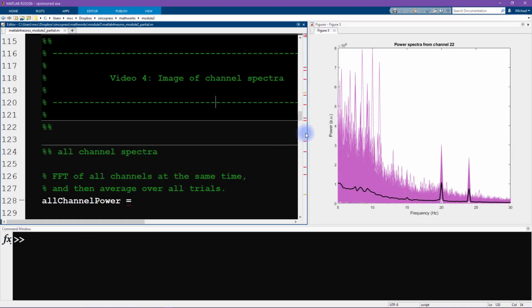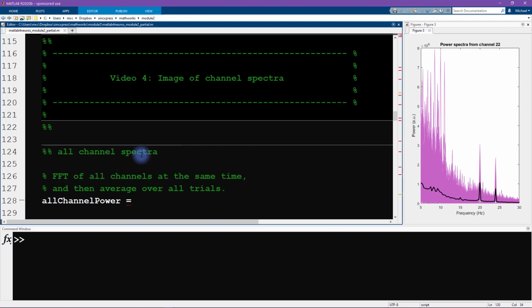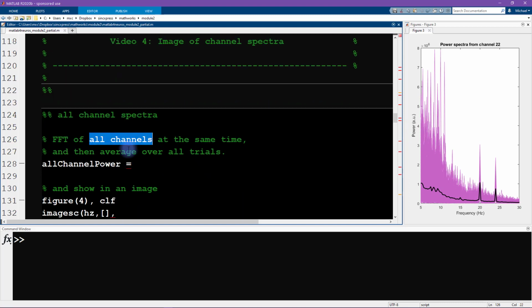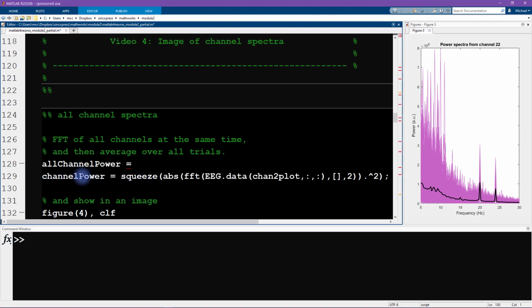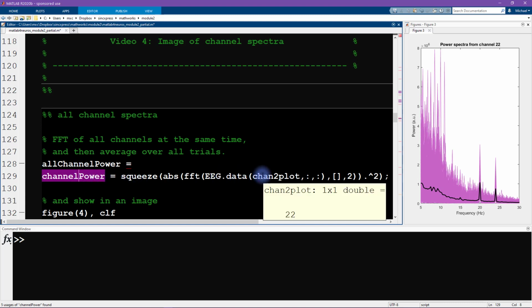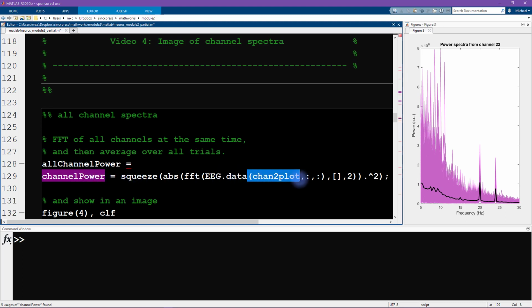The first thing that we are going to do is compute the power spectrum, so the FFT, over all the channels, and then average over all the trials. So this is pretty similar to what we did in the previous video. So in fact, I'm going to start by pasting in a line of code. This is just a line from the previous video where we computed the power spectrum from one channel over all the trials. Now here, we want to compute the power spectrum over all of the channels.